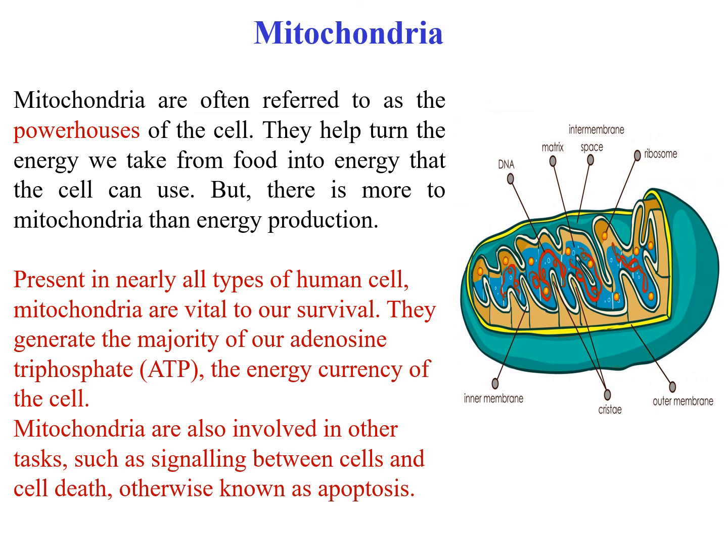In the mitochondria, as we all know, it is the powerhouse of the cell. It helps convert the energy we take from food into energy that the cell can use. But there is more to mitochondria than energy production. ATP is generated there. It helps in the generation of ATP, adenosine triphosphate, the energy currency of the cell. So this is all about the mitochondria.